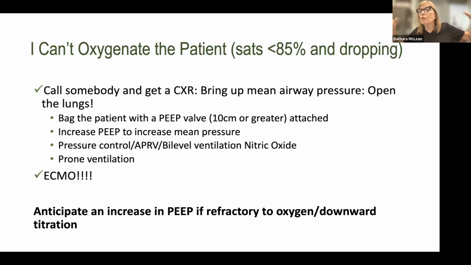Now there's other things we can do. Pressure control, APRV, also known as bilevel ventilation. We can give the patient nitric oxide. We can do prone ventilation. We can put them on VV ECMO. But most importantly, in a basic ventilator course, the most important thing is when your patient can't respond to oxygen, it means the probability is there's a problem with the conduction of gas, either in the conducting airways or in the alveoli. So you as a bedside nurse, you as providers, you need to follow the P to F ratio.